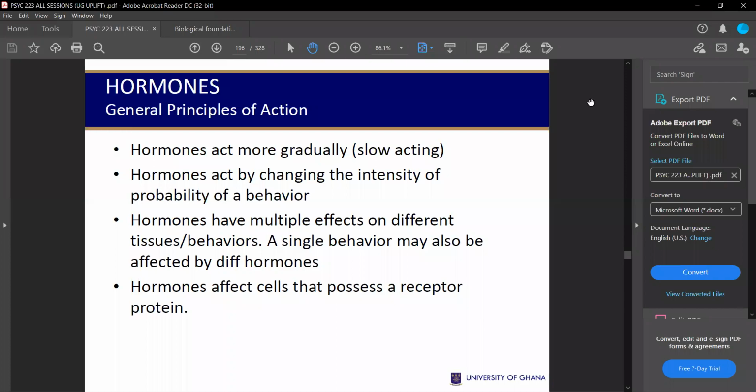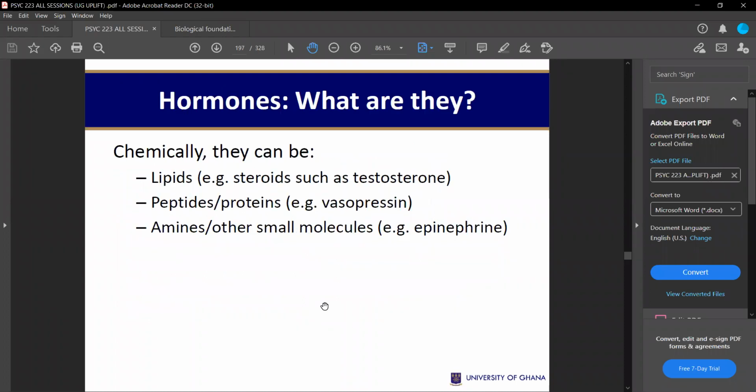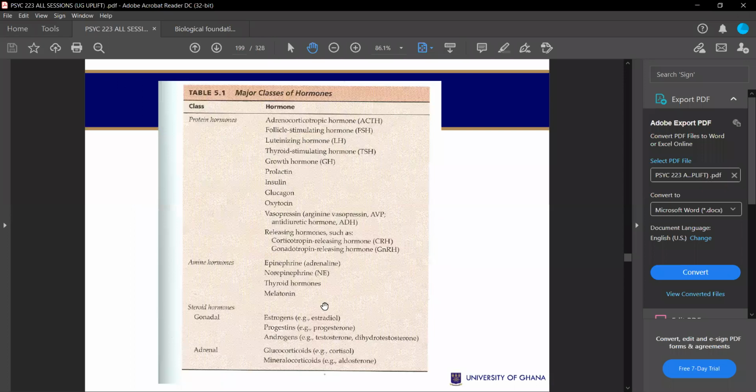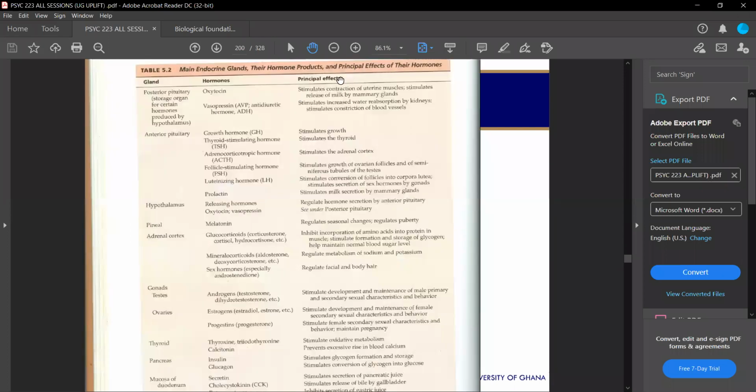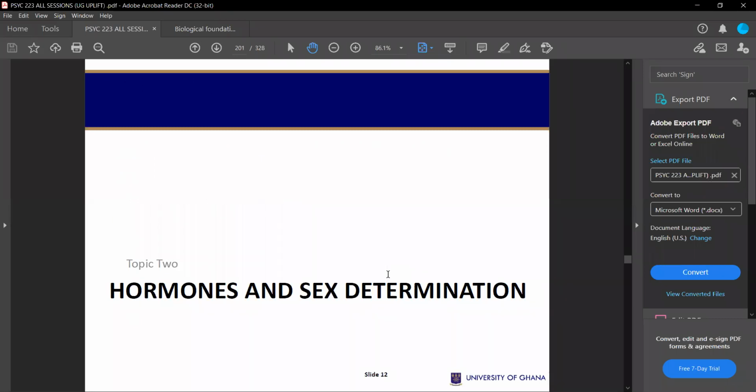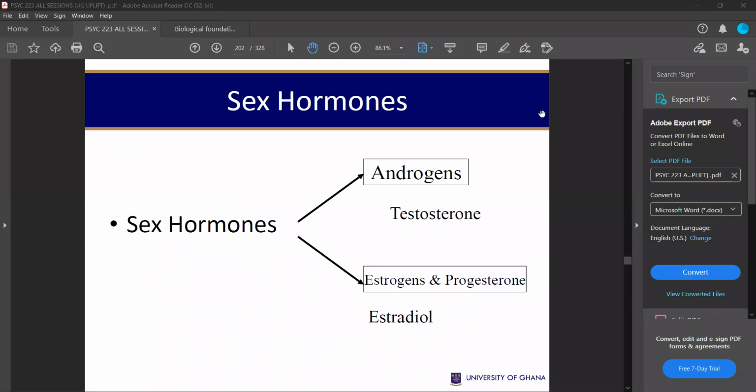In SHS. So the main focus would be, we have oxytocin, progesterone, estradiol.